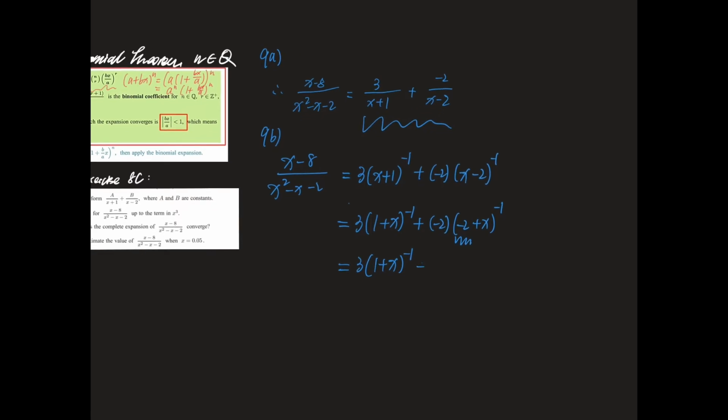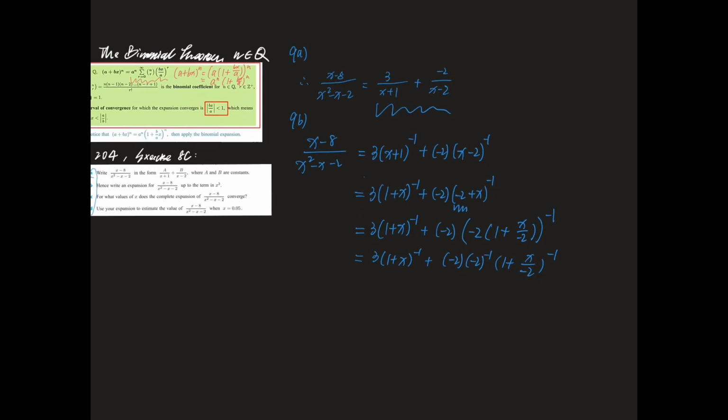Now, how do we do that? We take out the -2, and what we're left with is 1 plus x over -2, in brackets, to the power of -1. So if we simplify this further, it will become -2 times -2 to the power of -1, and then 1 plus x over -2 to the power of -1 by index law.